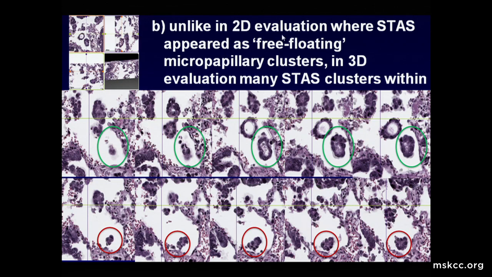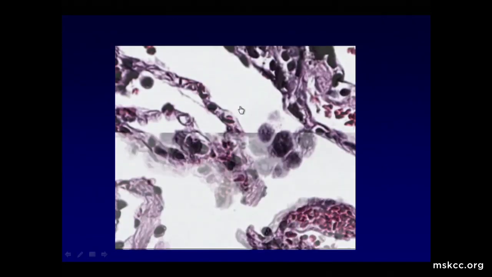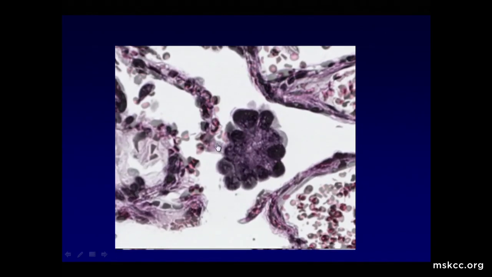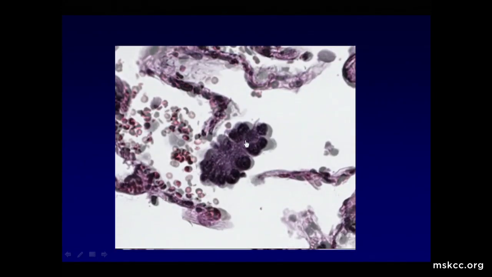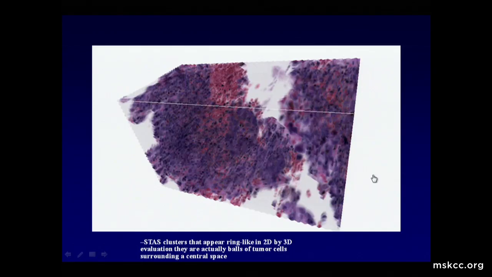So unlike the 2D evaluation where the STAS appears to be free-floating, they seem to be actually attached to the alveolar walls. And here you can see they get very close, and then they actually approximate, and they rest right up against the alveolar wall. And I'm going to try this here. So here you can see this STAS cluster, and you see it's right up there and attached to the alveolar wall. This is the way it looks, typically, just like it's floating in the airspace, but in fact, it's attached.